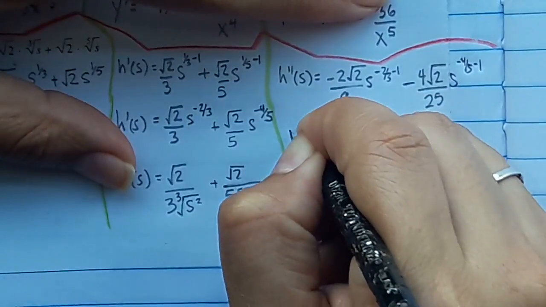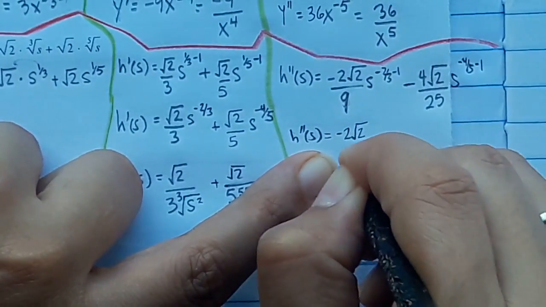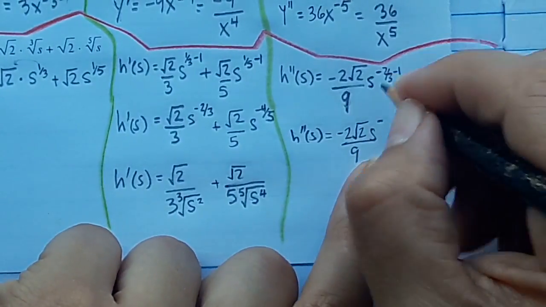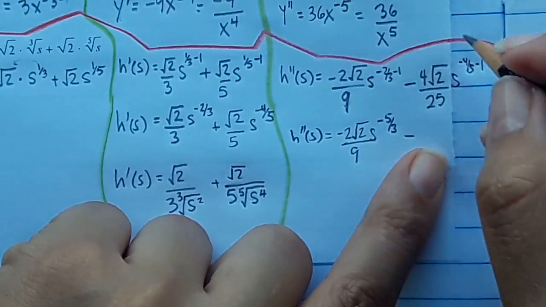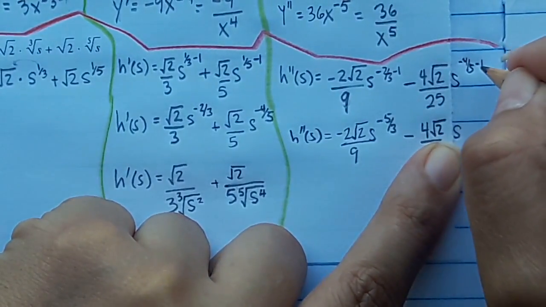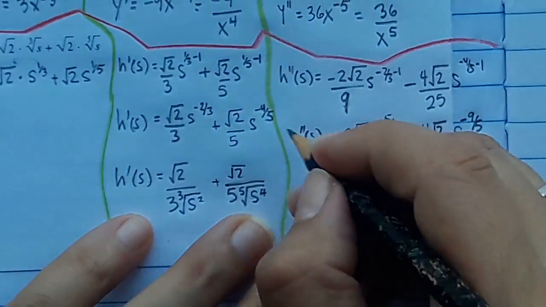Now let's simplify this a bit. So we're going to have negative 2 radical 2 over 9, and then negative 2/3 minus 1 is negative 5 over 3, minus 4 radical 2 over 25, and then negative 4/5 minus 1 is going to be negative 9 over 5. Alright, then go ahead and put them on the bottom.